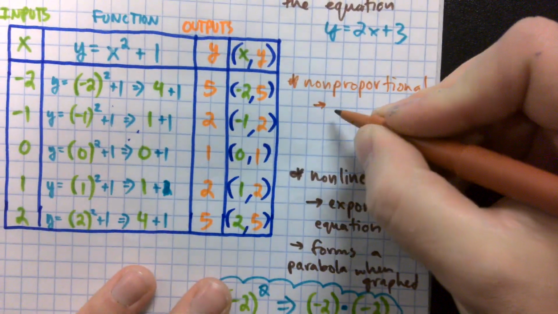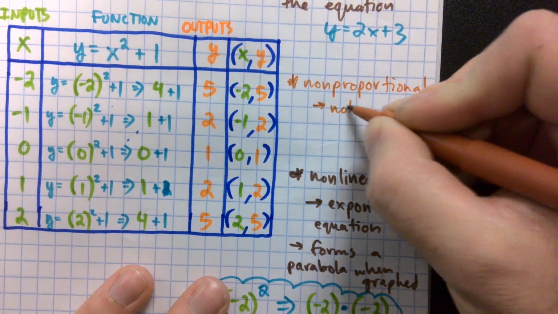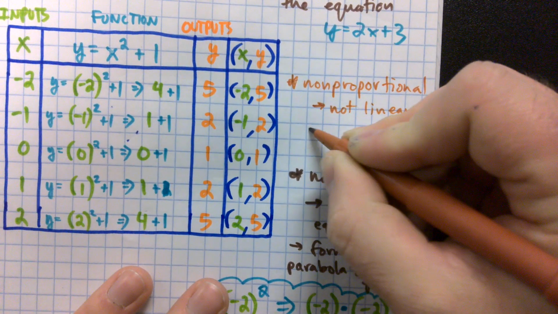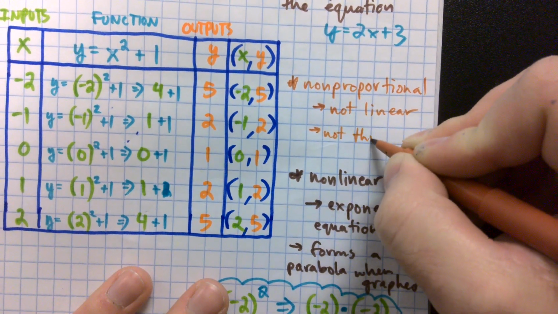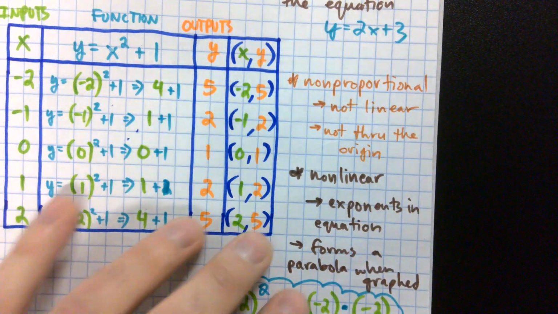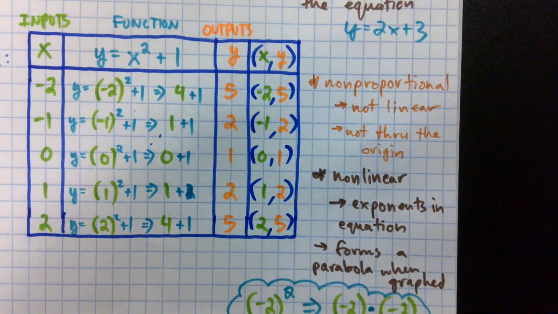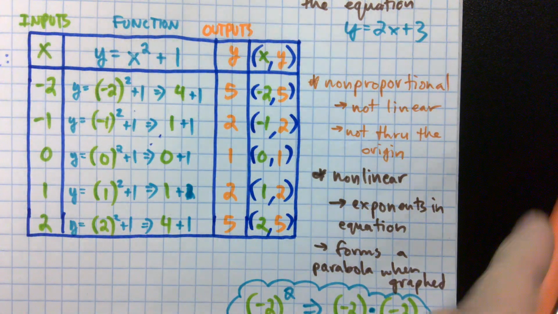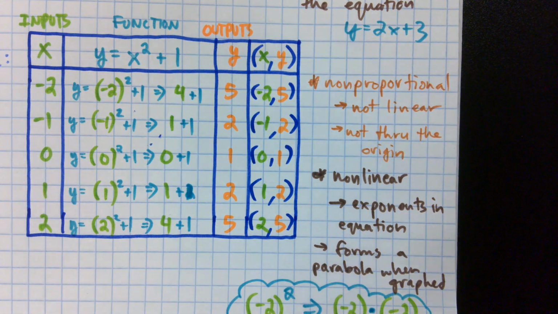So we could say not linear and not through the origin. So neither of those conditions are satisfied. We only need one of them to not be satisfied for this to be non-proportional, but 2 is even better. It's like how a square is technically a rectangle, but a rectangle is not a square. You guys know what I'm talking about?